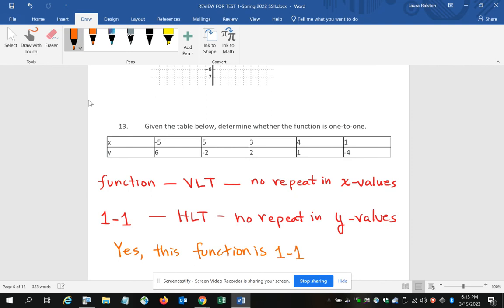Now, why is that important? Because if a function is 1 to 1, then I am able to find its inverse. So to determine whether something is a function, we use the vertical line test, and I can have no repeat in the x values. To be a 1 to 1 function, we use the horizontal line test, and there's no repeat in the y.